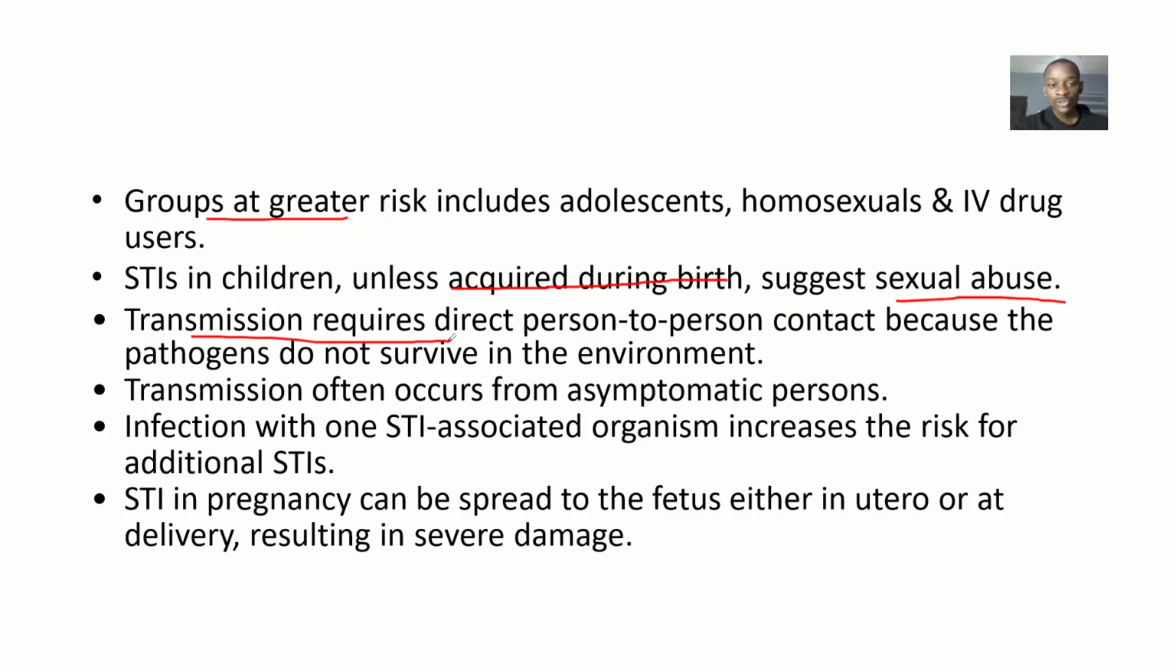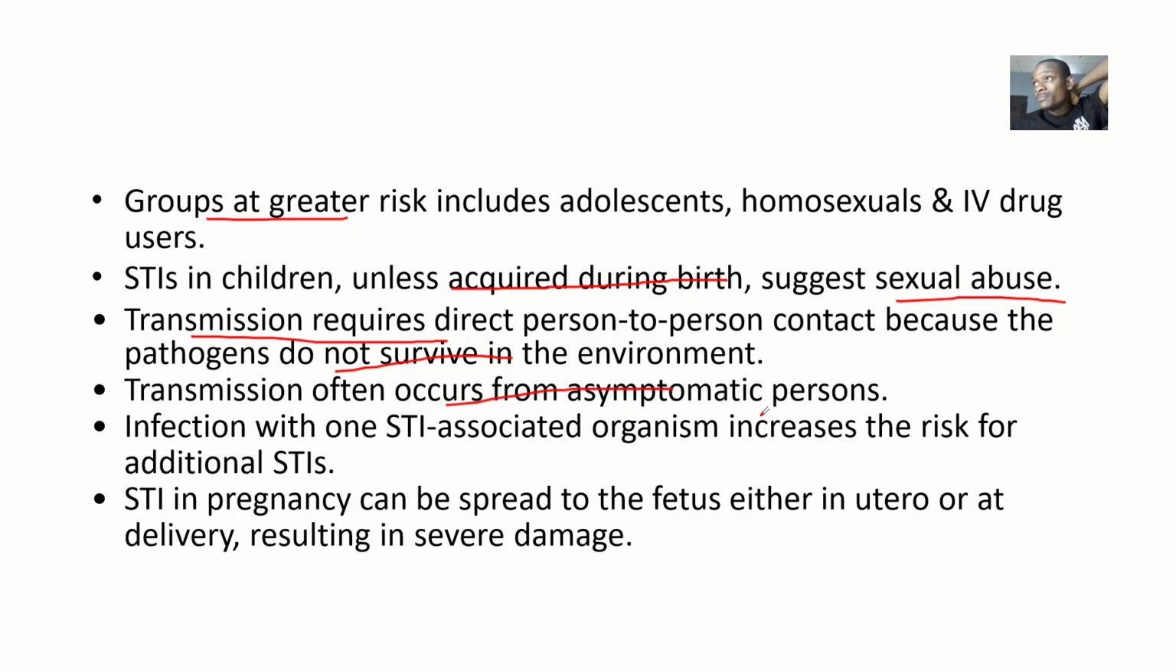Transmission of STI, since it's sexually transmitted, requires direct person-to-person contact. Of course, the baby is having contact with the mom. In adults, definitely having sex, so they're having contact. It requires direct person-to-person contact because the pathogens do not survive in the environment. So you can't pick it up from this table, not like that. Transmission often occurs from asymptomatic patients.